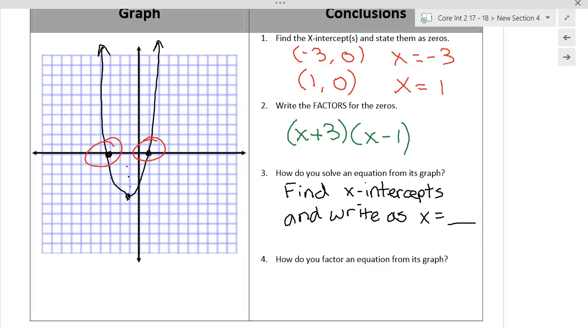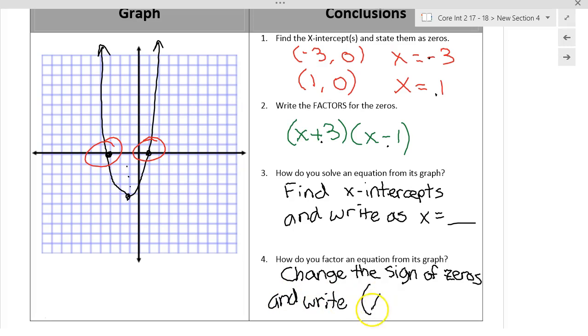Number 4, how do you factor an equation from its graph? Well, just like we did here, it was negative 3, we changed it to plus 3, 1 changed to minus 1. Right? So really all you do is change the sign of the zeros, or your x-intercepts, and write as x plus blank, x plus blank, or minus, depending on the sign.